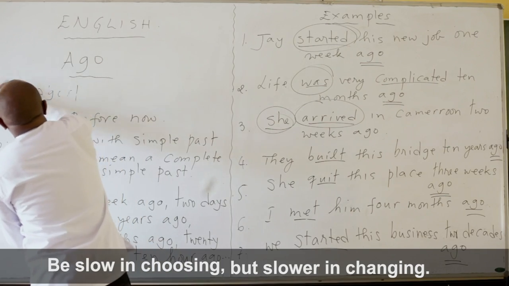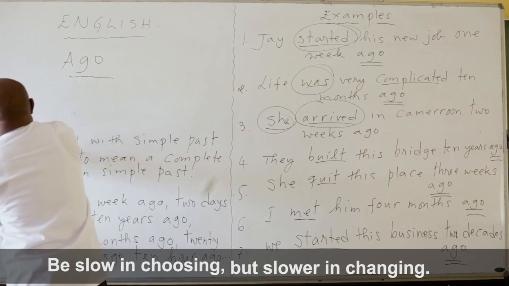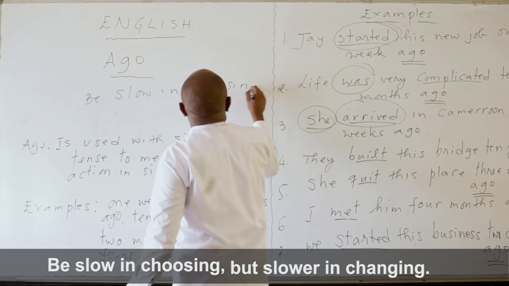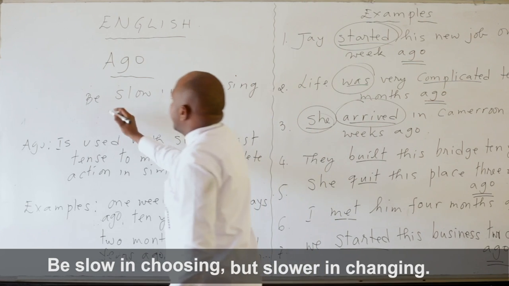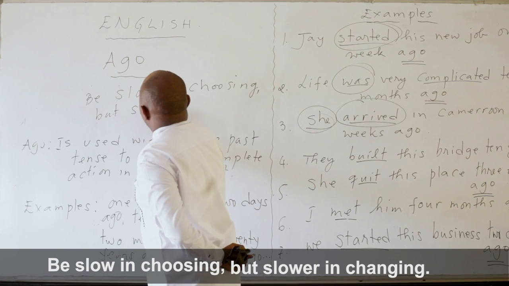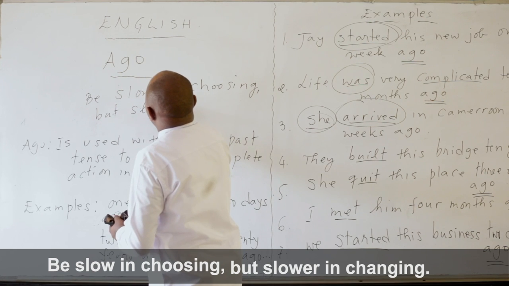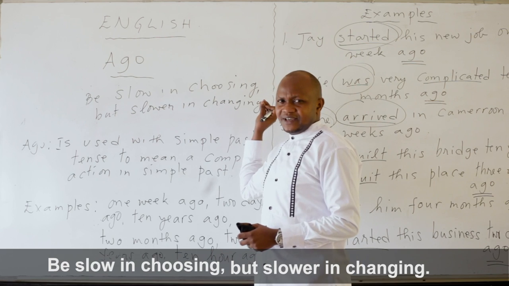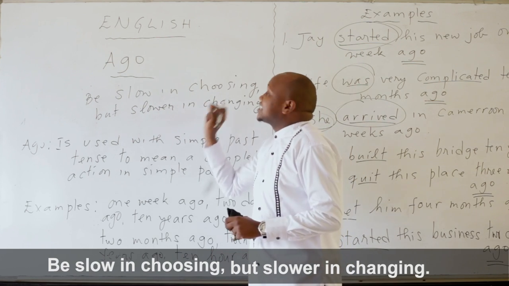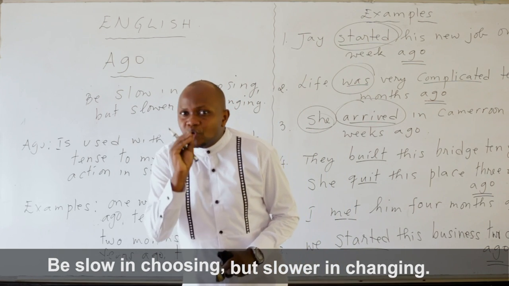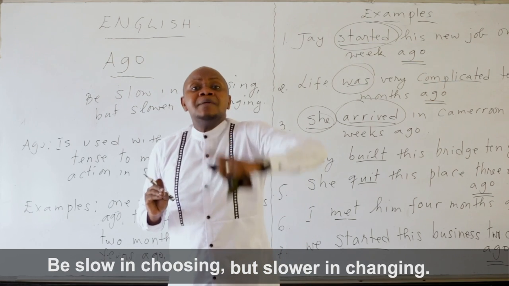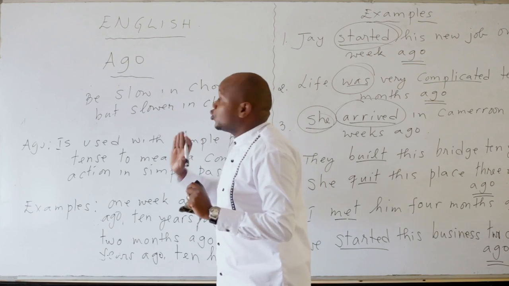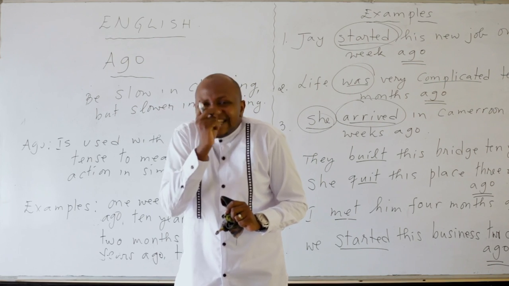Good. Then in English here, we say be slow in choosing. Verb to choose, guhitamo. Be slow in choosing, but slower in changing. What is the meaning of that? Be slow in choosing, but slower in changing, which means that pay attention when you are going to choose something. But then, pay more attention when you are going to change it. You should be diligent.